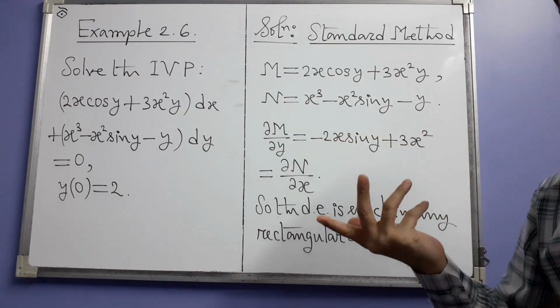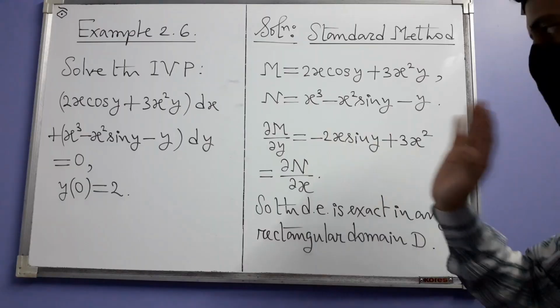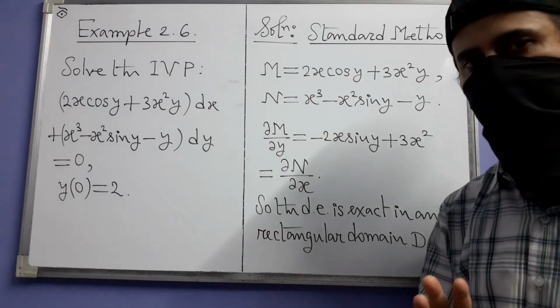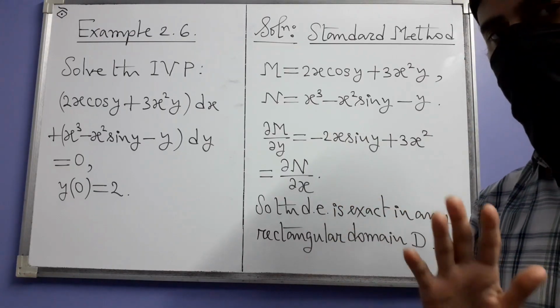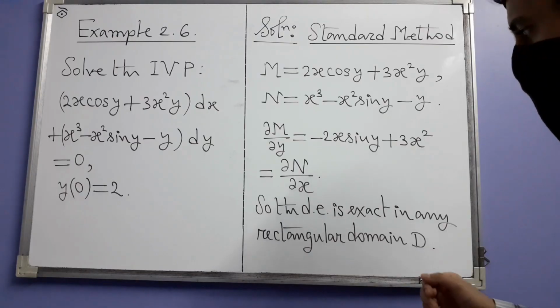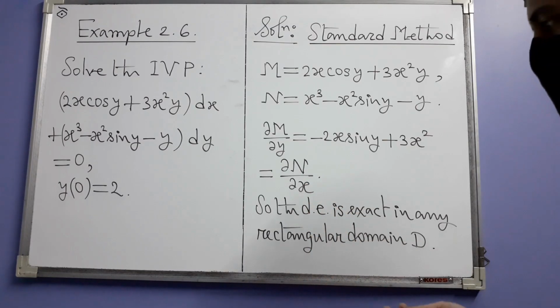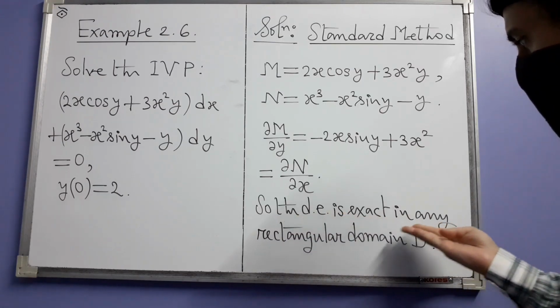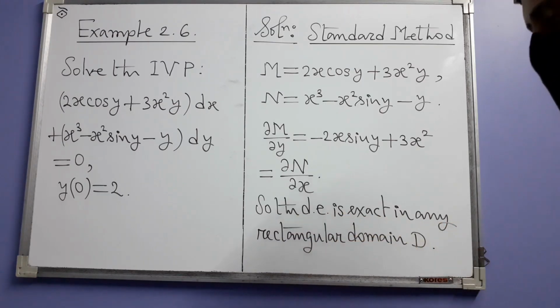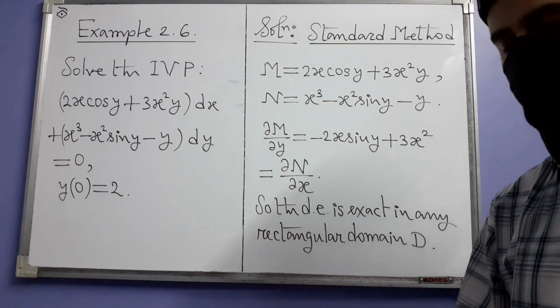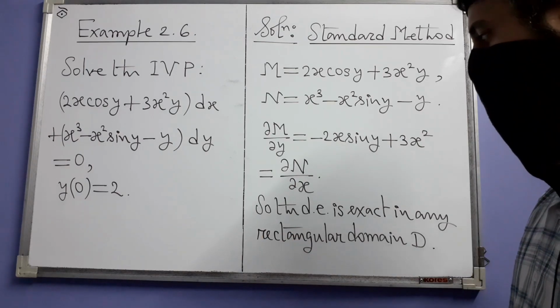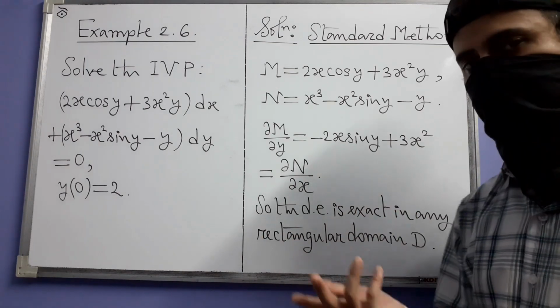So that you have here, and that is why these two partial derivatives are equal actually at every point in the two-dimensional plane. But we only need equality in any rectangular domain, so the differential equation is exact in any rectangular domain D. In the plane you can write those things. And now because of this, what is the next step?